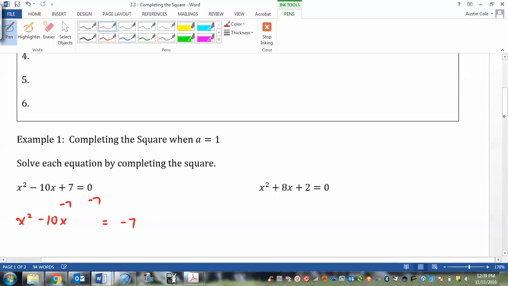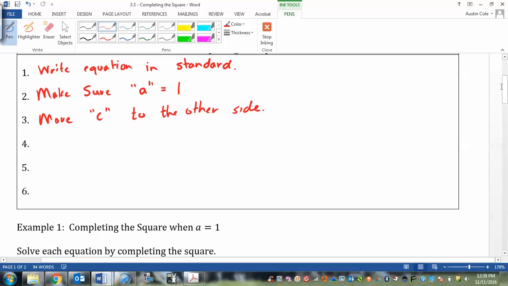Okay, so going back up to step 4, we need to find a new c value. And we find the new c value by this little formula: b over 2, squared.